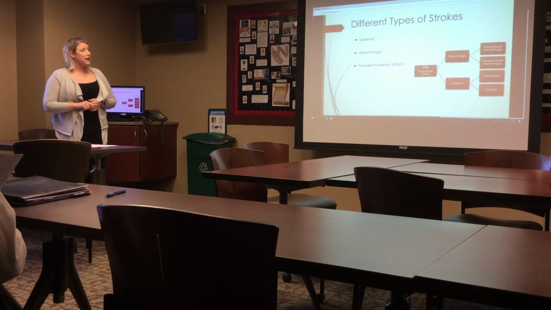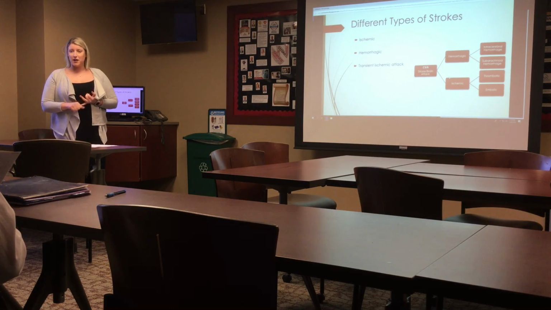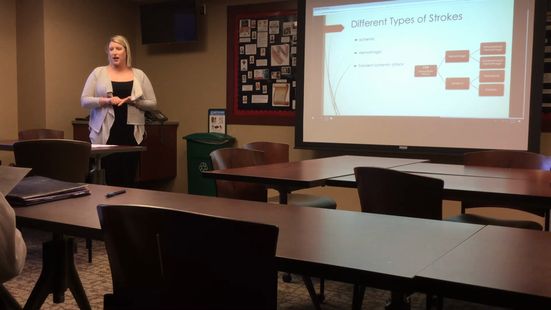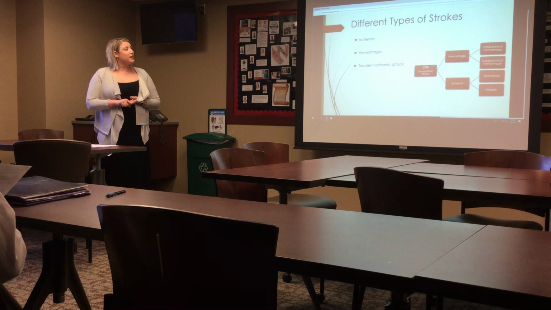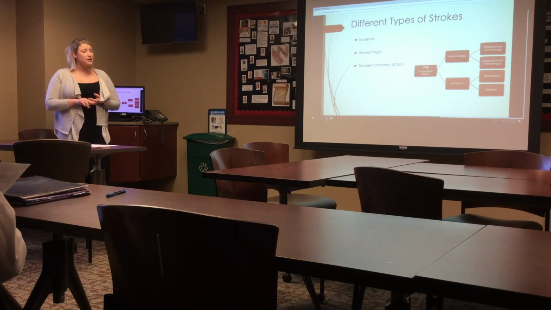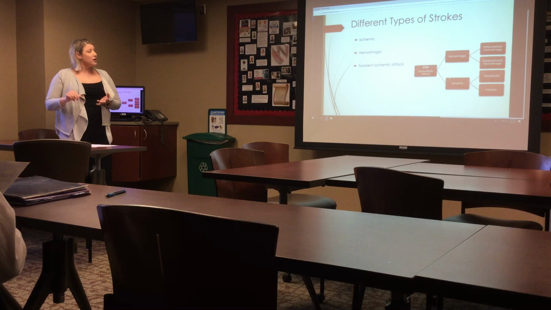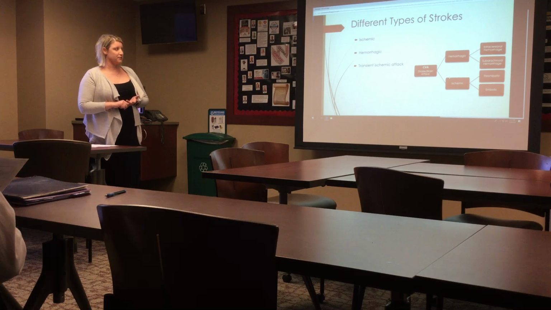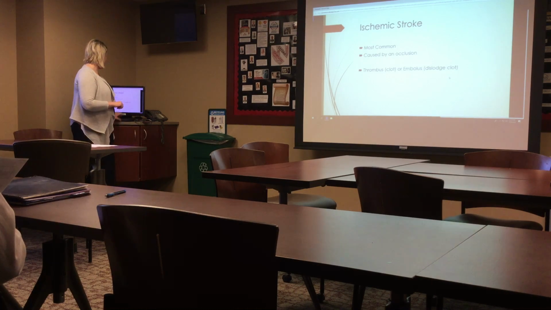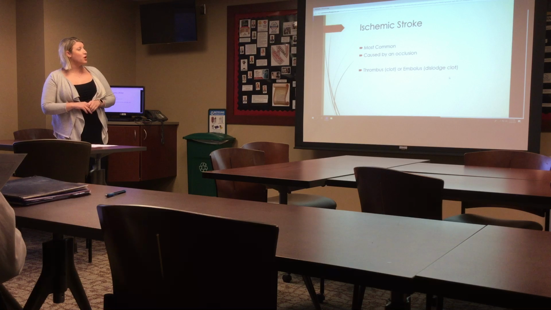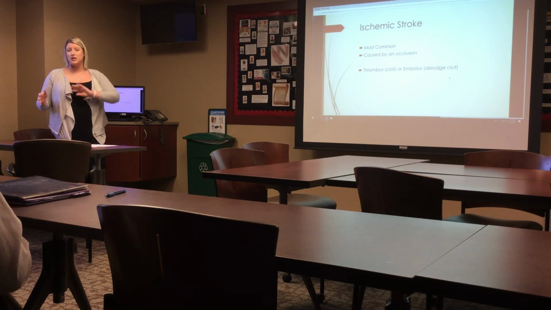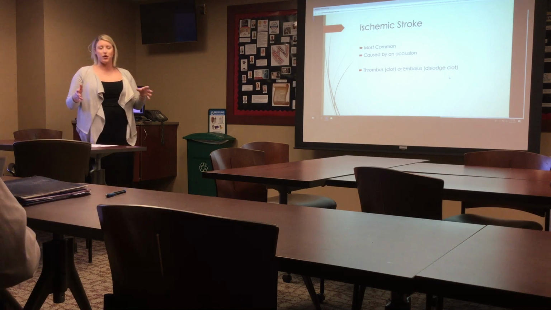All right, so the different types of strokes are ischemic, hemorrhagic, and transient ischemic attacks, so a TIA. The ischemic strokes have two different kinds, a thrombolytic and an embolic. Hemorrhagic strokes are intracranial hemorrhages or subarachnoid hemorrhages. And we'll go over those more in depth. So, an ischemic stroke is the most common type of stroke. This happens in 85% of patients who have a stroke.